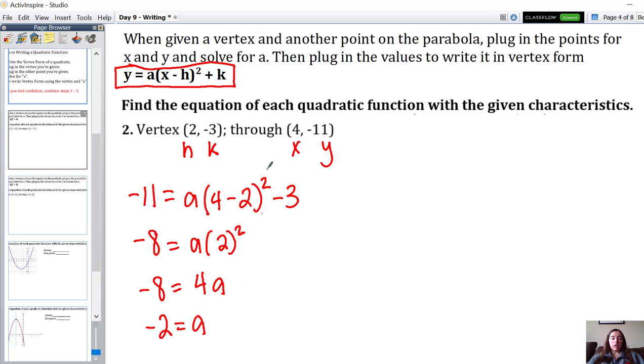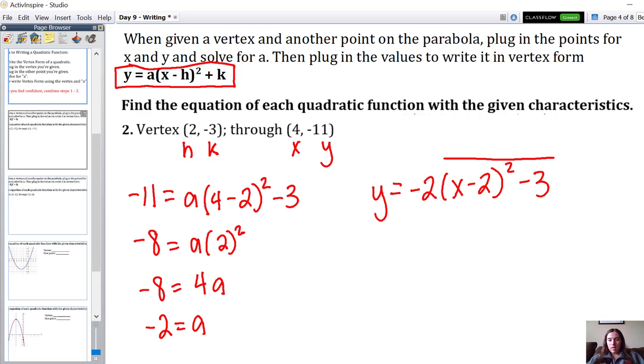Now when we're going to put all of this back into our original vertex form, we're going to keep x and y as just x and y in our equation. We're going to substitute a, h, and k. So our equation ends up being y equals -2 times (x minus 2) squared minus 3. And there is our equation in vertex form.